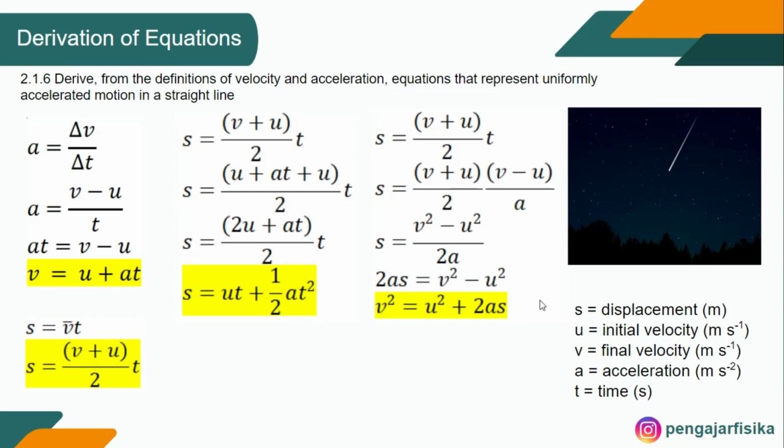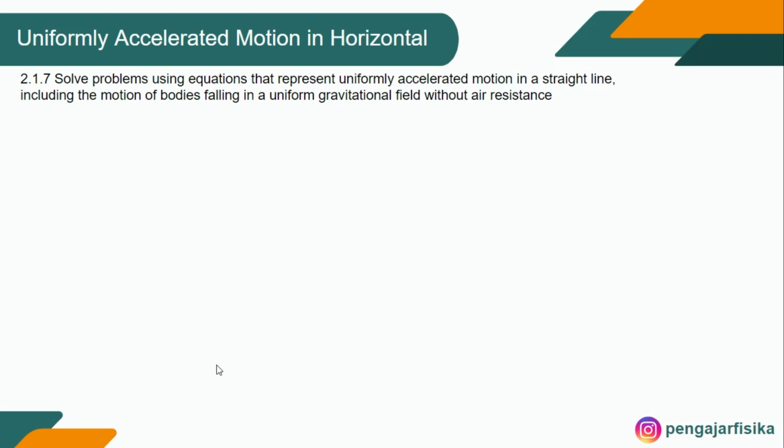And this is the explanation for each symbol we have in these four equations. S is displacement, the unit will be meter. u is initial velocity, the unit will be meter times second to the power of -1. v is for final velocity, the unit will be meter second to the power of -1. And then a is acceleration, the unit is meter times second to the power of -2. And t is for time, the unit is second.